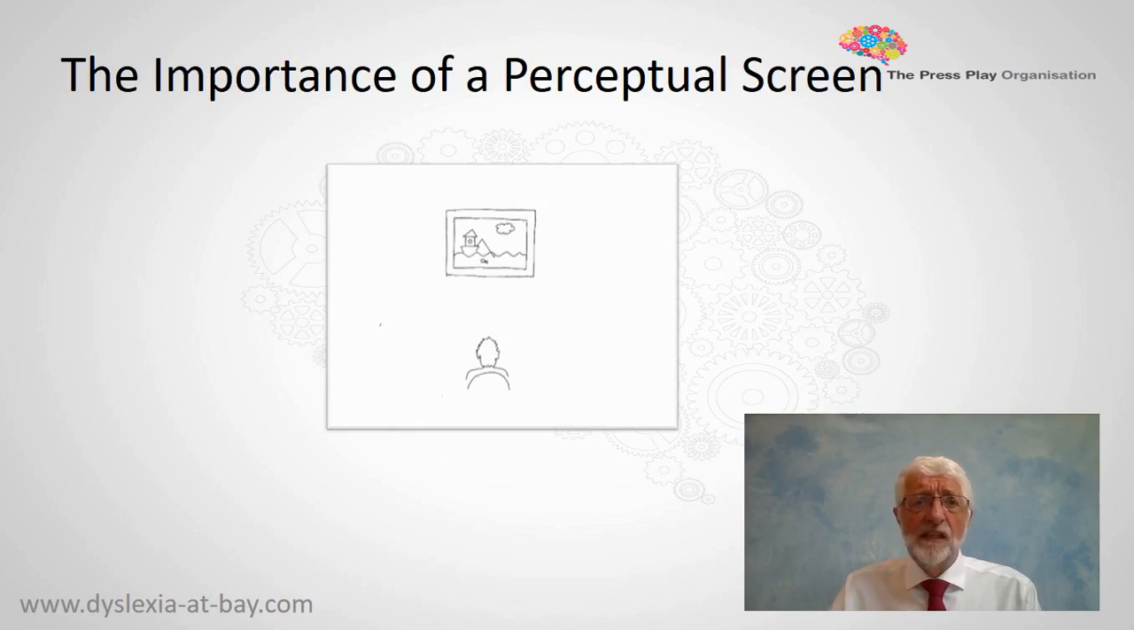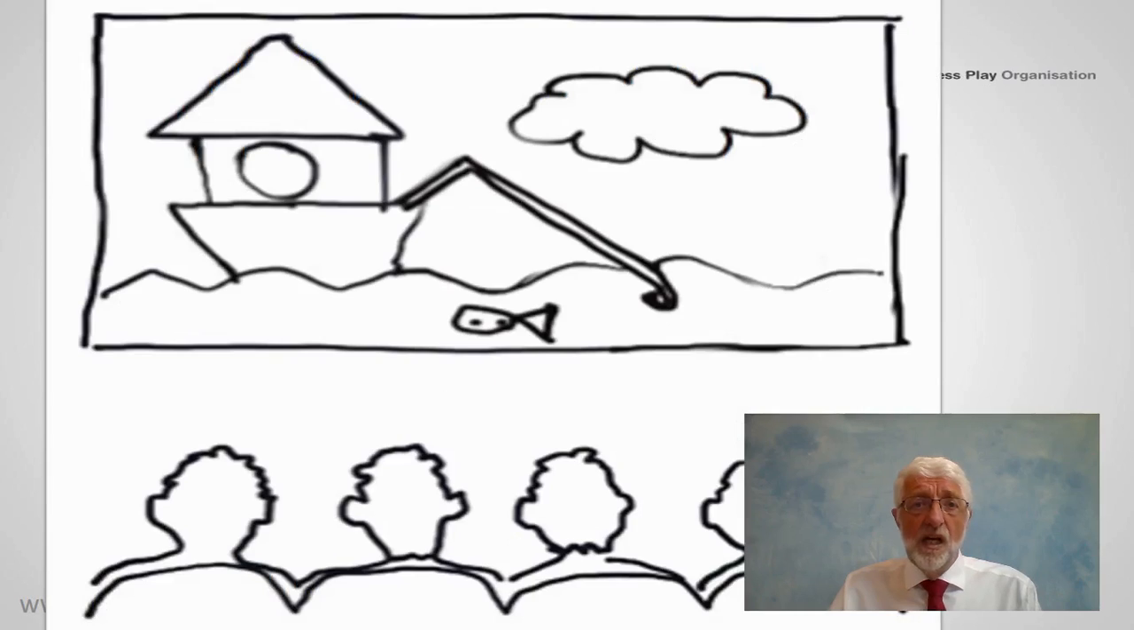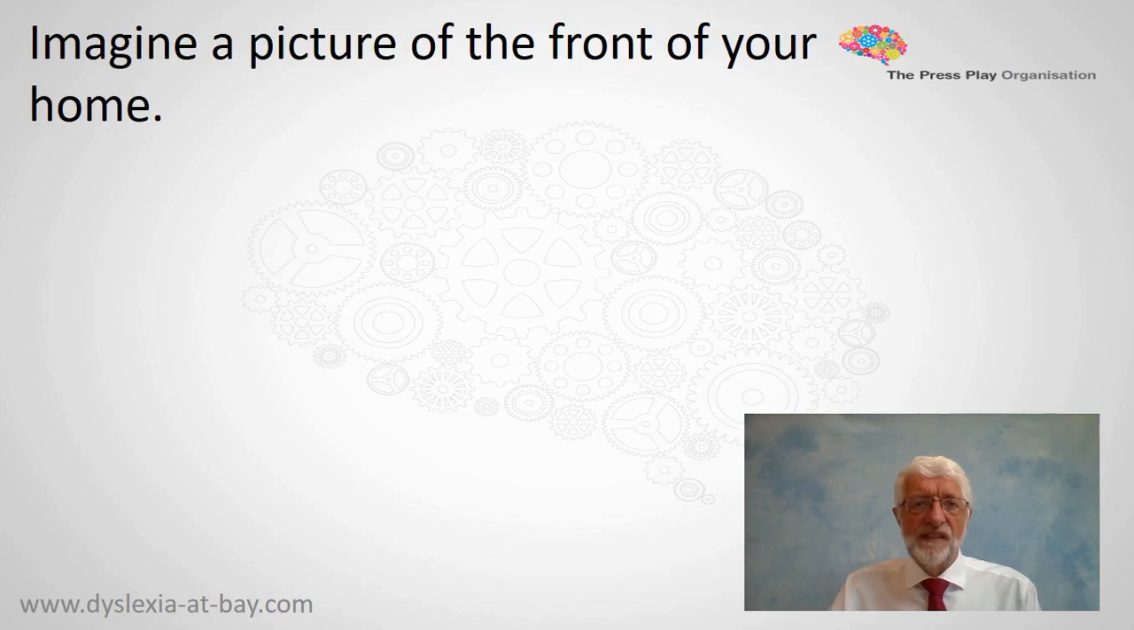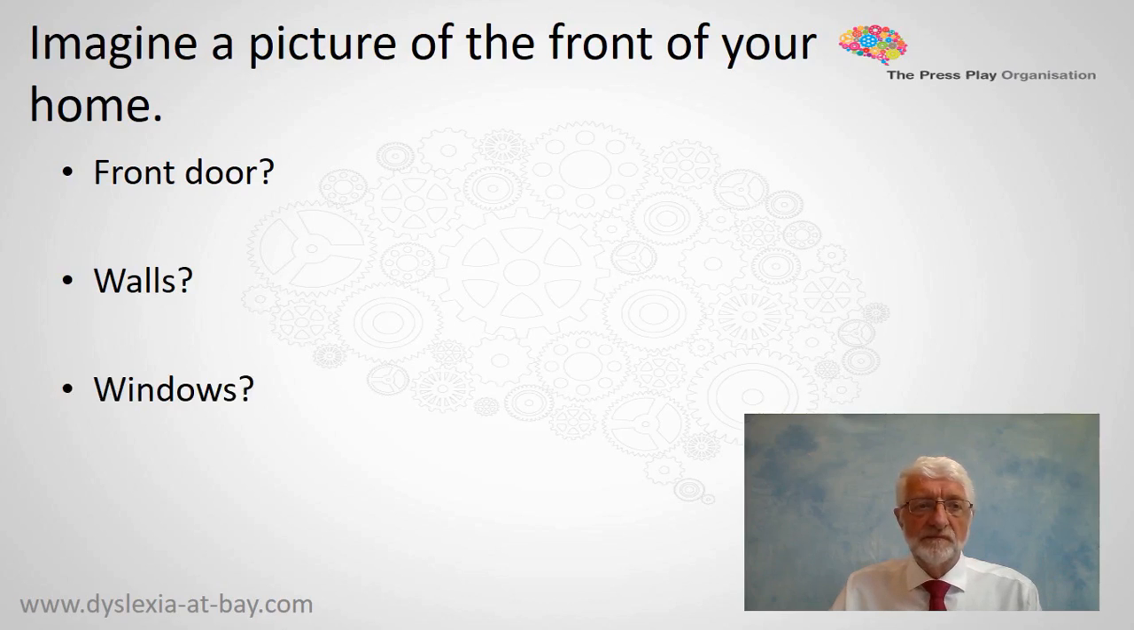Here we see a guy looking at a small picture, and he can get a certain amount of detail. But if he goes to the cinema, he sees a much bigger picture and he's much more detailed. So what's the importance of this? I want you now to make a picture of the front of your home. That's right. What colour is your front door? What colour are the walls? What colour are the window frames? And what colour is the roof?